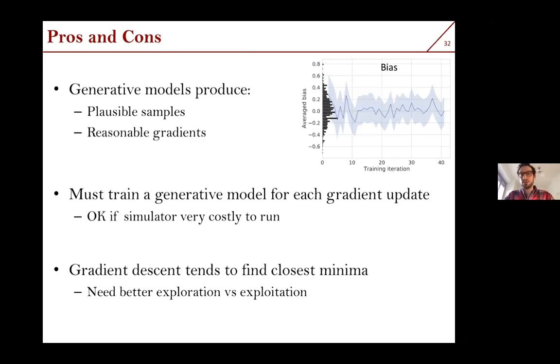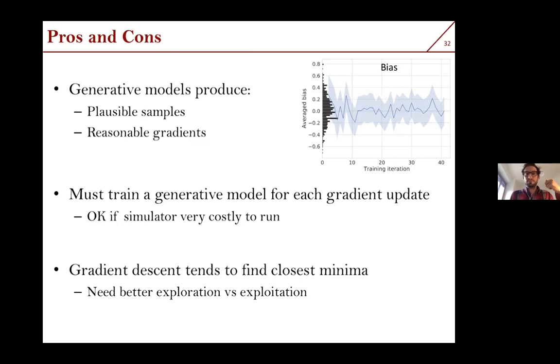The other challenge here is that gradient descent tends to find a closest minimum. So if it's a very complex loss surface, sometimes making our way to the closest minimum may not be ideal. And so thinking about exploration versus exploitation trade-offs and combining these methods with some of the exploration capabilities of Bayesian optimization, I think is a fun direction to go in the future. But nonetheless, that's kind of where we were able to do optimization so far.